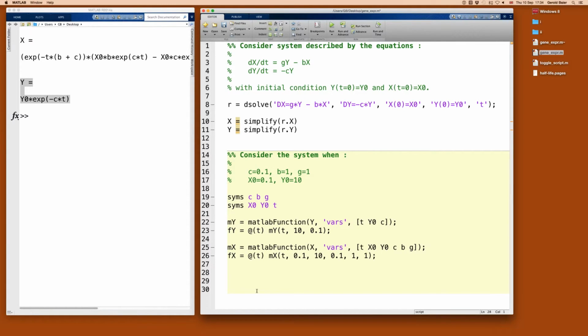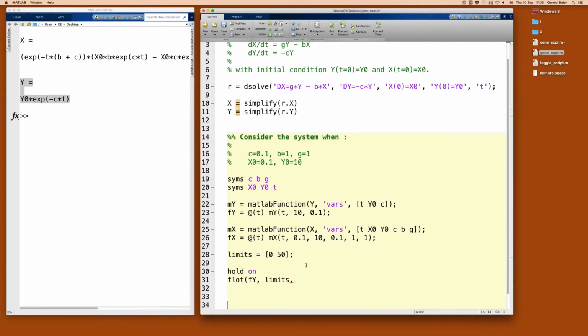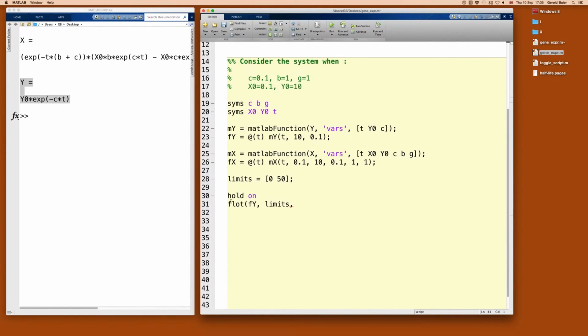So we're going to use fplot, and fplot requires limits. So I'm just going to set them here, limits, let's say between 0 and 50, shall we? I want to plot both on the same figure, so I'm going to do hold on, and then fplot. So I'm going to get fy, the limits. I'm just going to put this up the screen a bit more. Also, I haven't spelled fplot right. And let's give it a color. Let's say black. K for black.